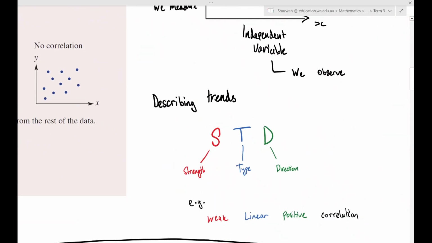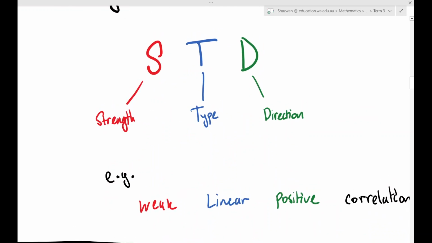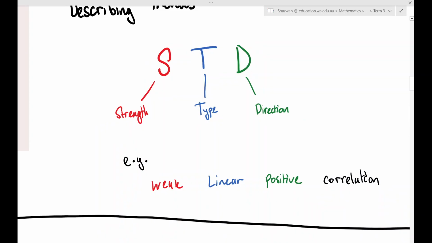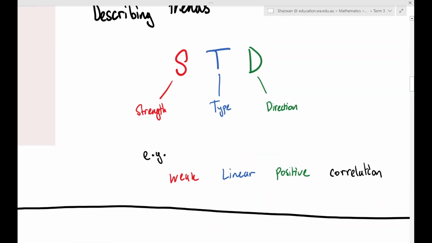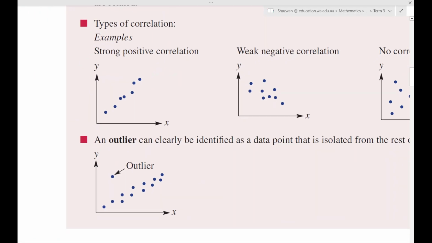Type. Well, this is just saying, is it a linear regression? Is it a quadratic regression? Is it an exponential regression? For our purposes, we're always going to be thinking linear or non-linear. So if I was looking at the trend of some data and the line of best fit I imagined was a straight line like that, then we're looking at a linear type, a linear correlation.